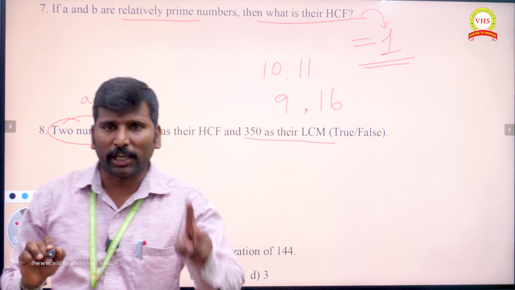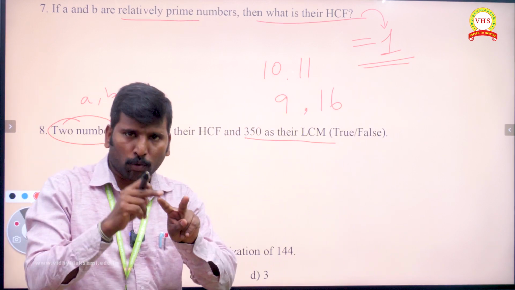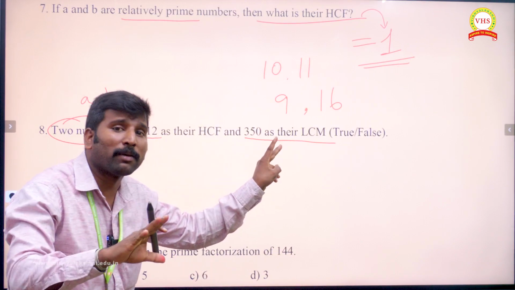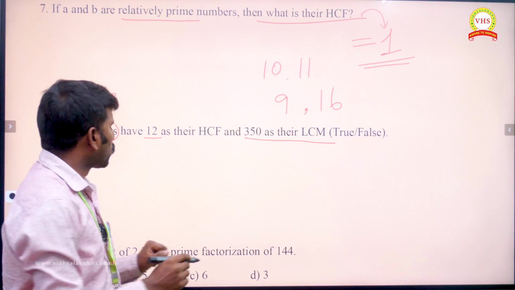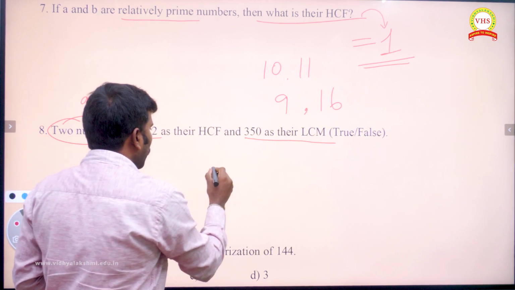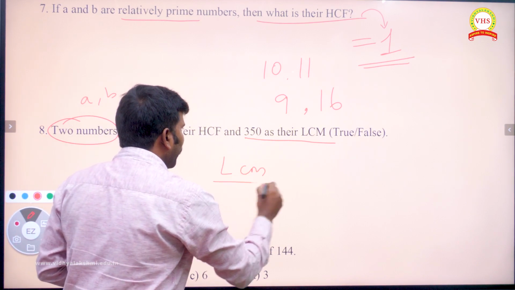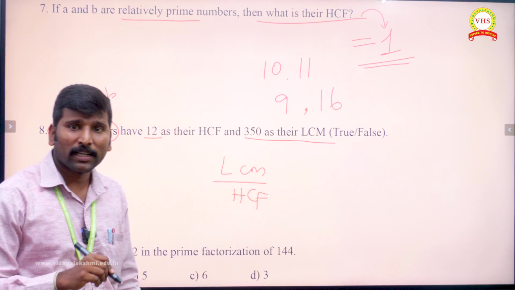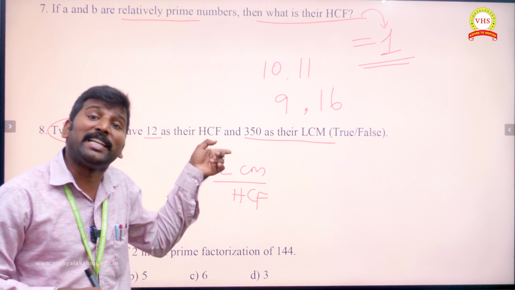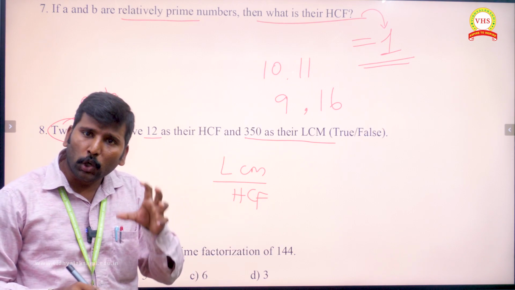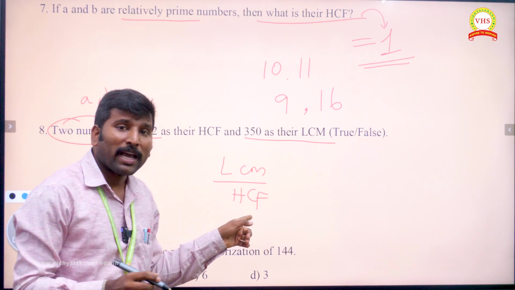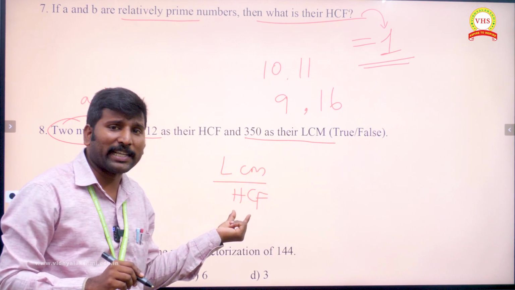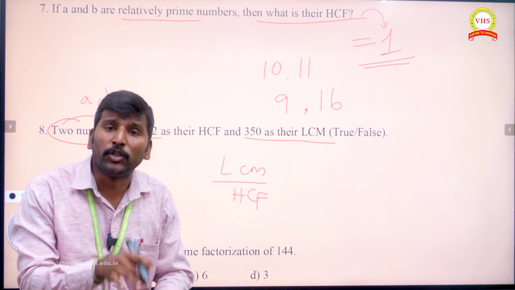The two numbers have HCF 12. Can the same numbers have LCM 350? That is what they are asking. See, one condition is there: LCM divided by HCF always gives remainder 0. It means HCF is a factor of LCM. You must know this. When you divide LCM by HCF, you will always get remainder 0.